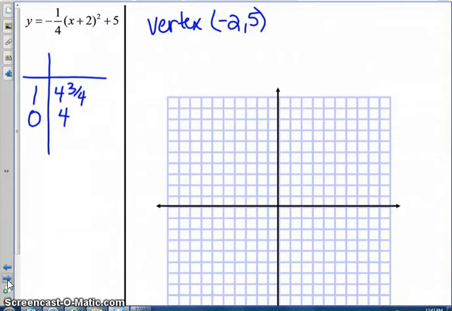We have the vertex at -2, 1, 2, 3, 4, 5. There's my vertex. I know it goes down because it was a -1/4 for my A. The next one was 1 and 4, 1, 2, 3, 4, and 3/4. So it doesn't go down very quickly. The next one was 0 and 4. Here's 0 and 4. And so we know it kind of goes down slowly here is really what this told us. I could keep finding values to get really exact. I'm not that worried about being that really exact here.